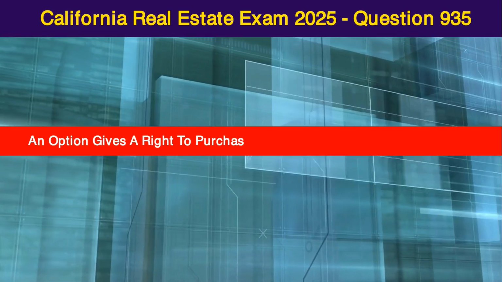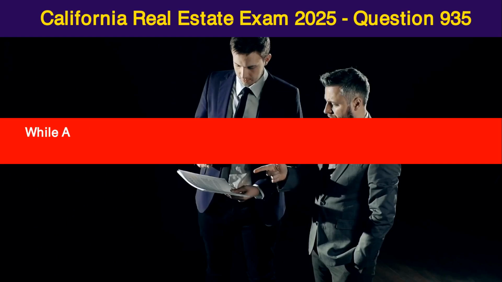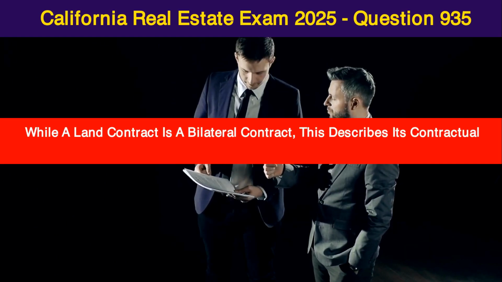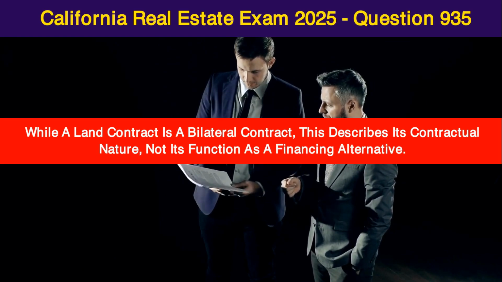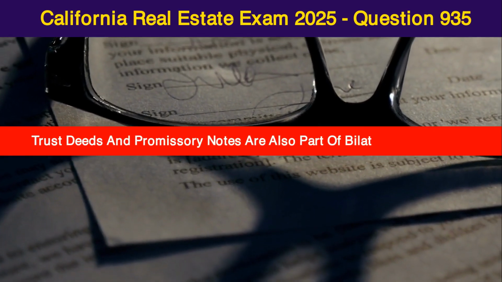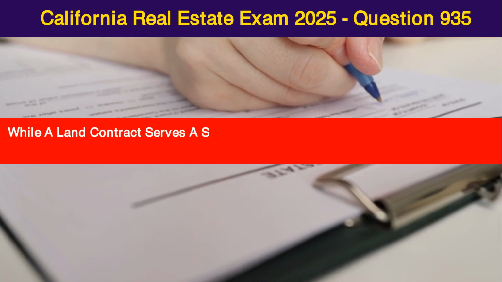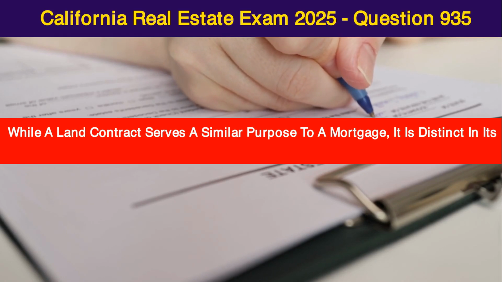An option gives a right to purchase, not an obligation to pay over time. While a land contract is a bilateral contract, this describes its contractual nature, not its function as a financing alternative. Trust deeds and promissory notes are also part of bilateral agreements. While a land contract serves a similar purpose to a mortgage, it is distinct in its structure.